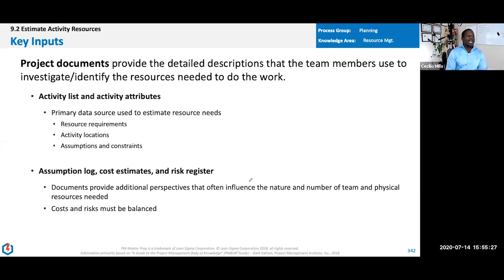You'll take some project documents as inputs, specifically the activity list, because that's going to let us know the types of resources that need to be accounted for to complete those activities. Also, any assumptions we might have made, and the cost estimates that we might have had, that might influence the type of resources we're going after, depending on how much money we have.